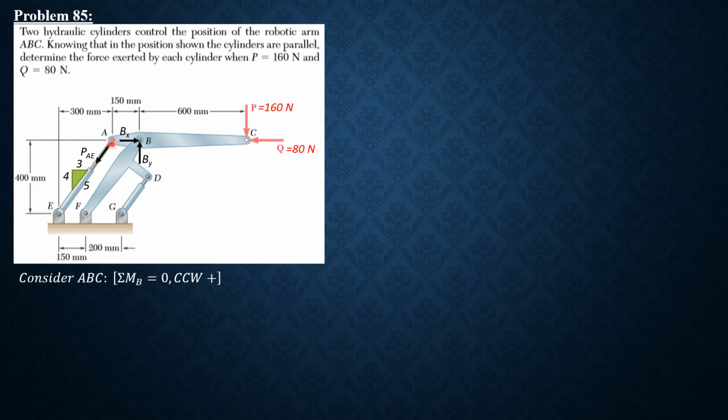So summation moment about B equals 0, counterclockwise positive. The vertical component of PAE is PAE times 4 over 5, moment arm 150, equal to 160 times 600. Of course, the 80 newton force passes through B. So PAE times 4 over 5 times 150 equals 160 times 600. From there, we can solve PAE, and it is positive, so it is tension.